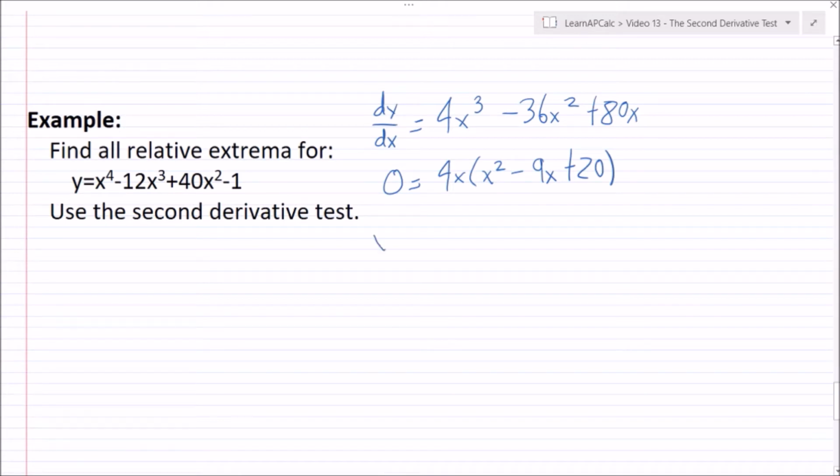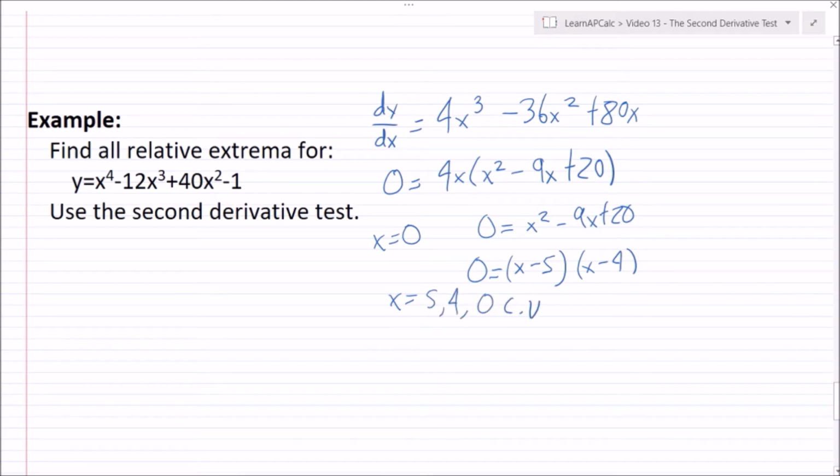Alright, so here I can say x equals 0, and now I want to factor this polynomial here. And this is going to factor into x minus 5 and x minus 4. And so my critical values are x equals 5, x equals 4, and x equals 0. Alright, so now, as I said, we want to find whether these are relative max or relative mins using the second derivative test.